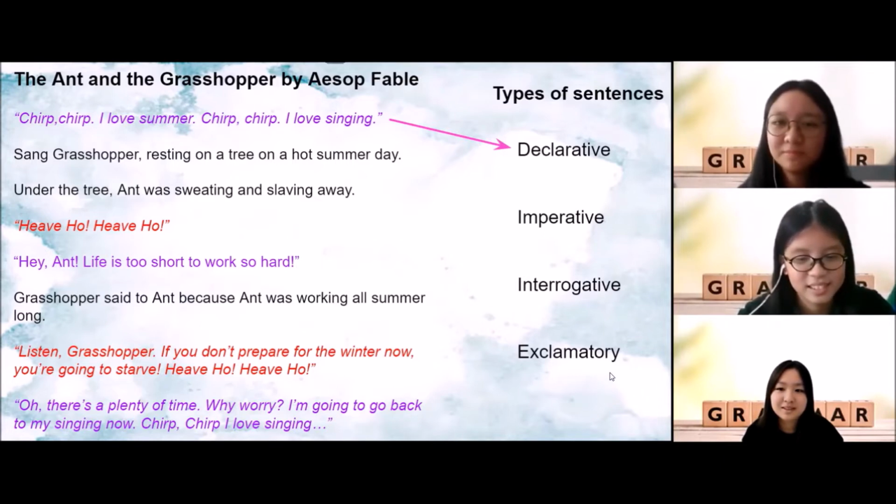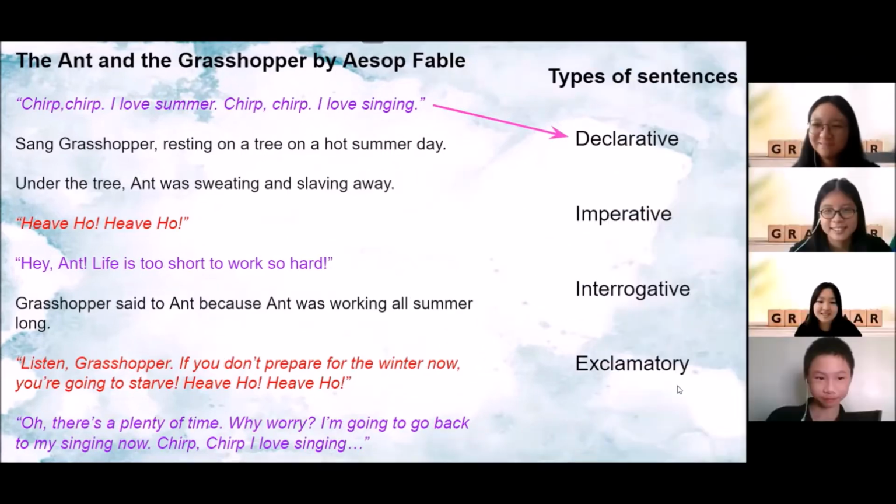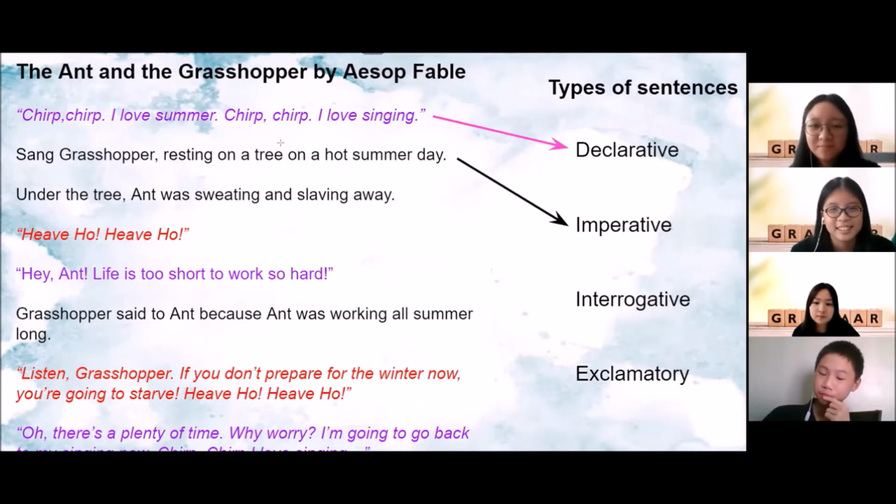Liu Ziyuan, are you in the house? Oh, yes, I am. All right, come on in. All right, next sentence. So, sang grasshopper resting on a tree on a hot summer day. I would say imperative. Incorrect. It's a declarative sentence. Why, most importantly? Because it describes the grasshopper resting on a tree on a hot summer day. It's a description. It states the grasshopper's actions. Yes, thank you. Very good try, Ziyuan.